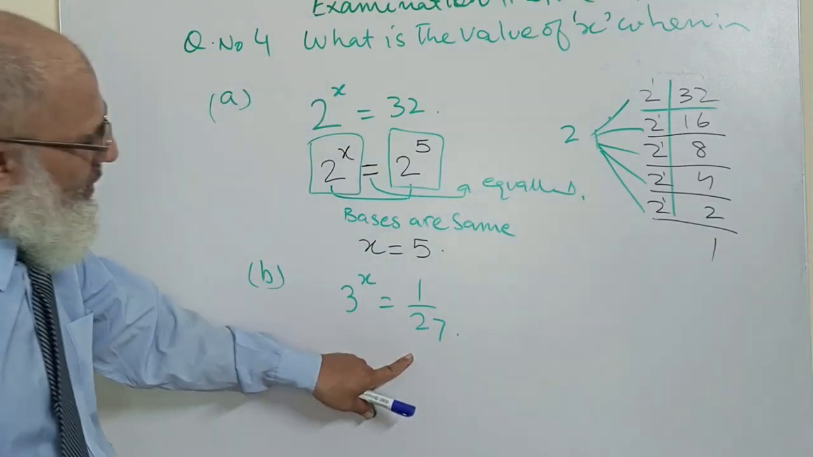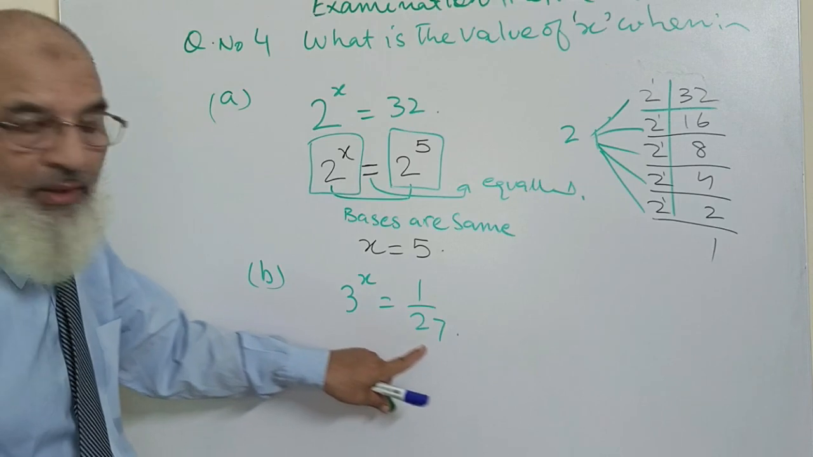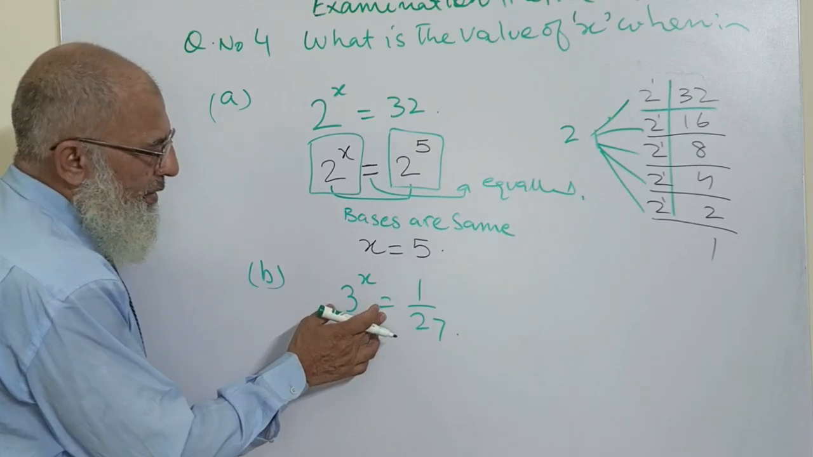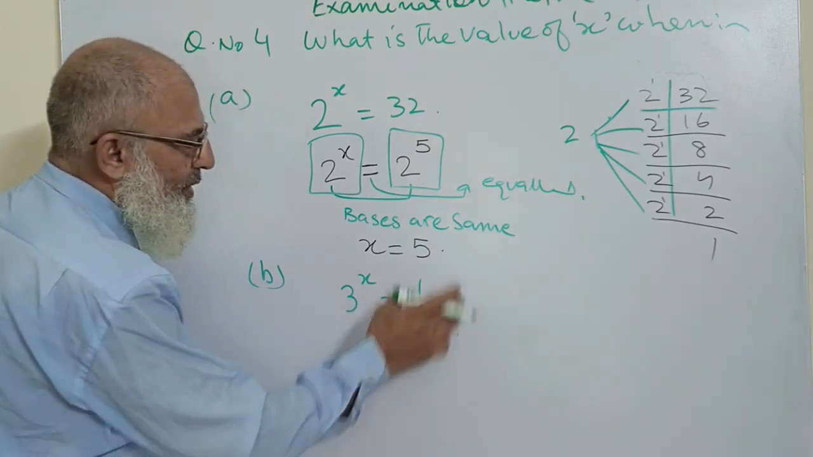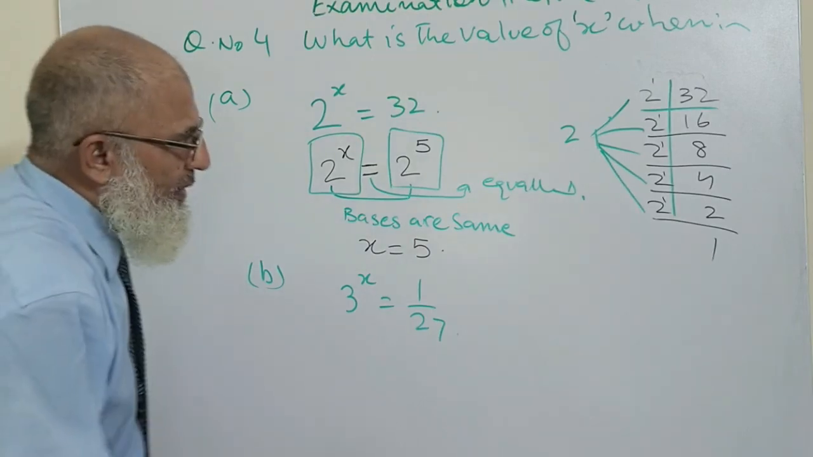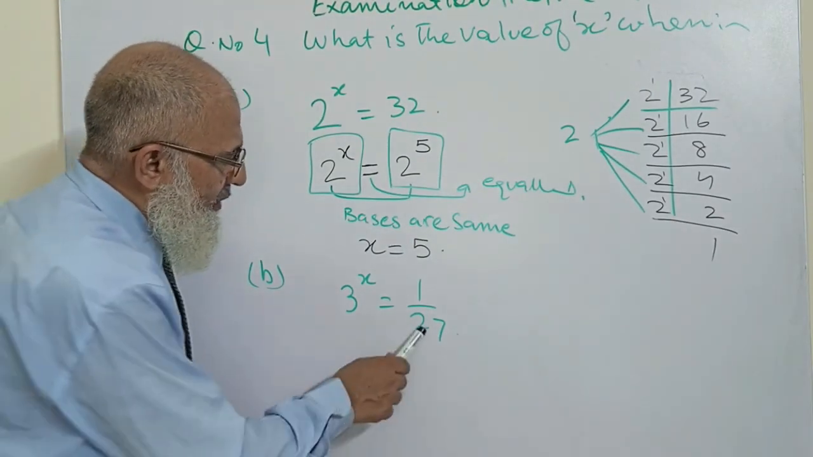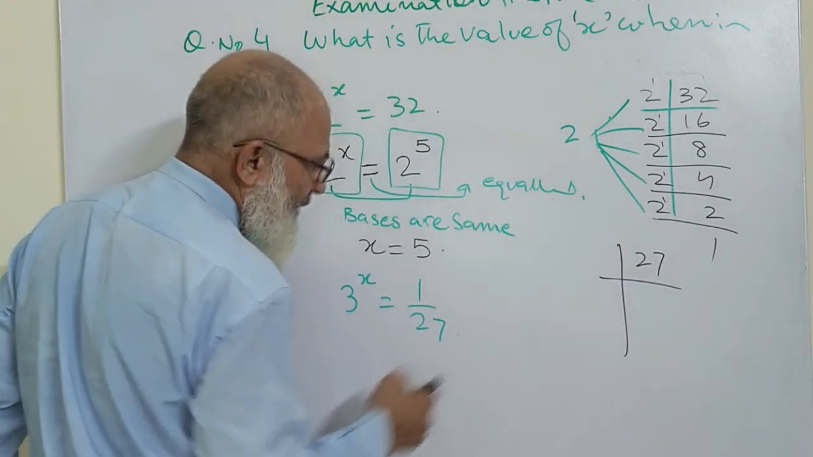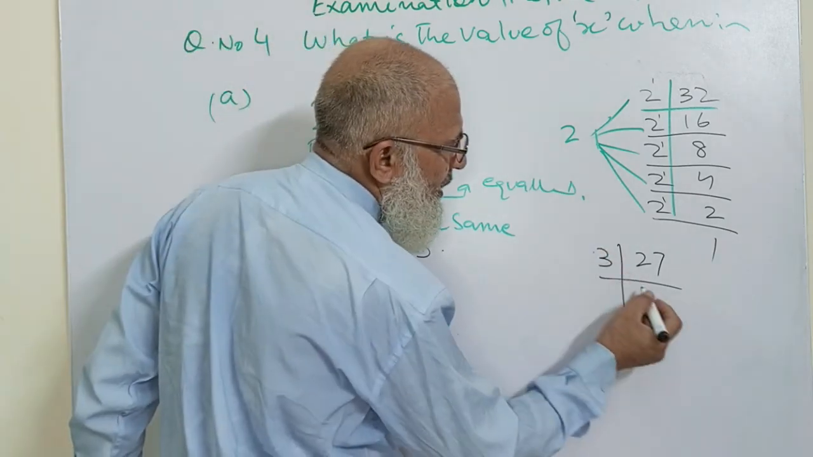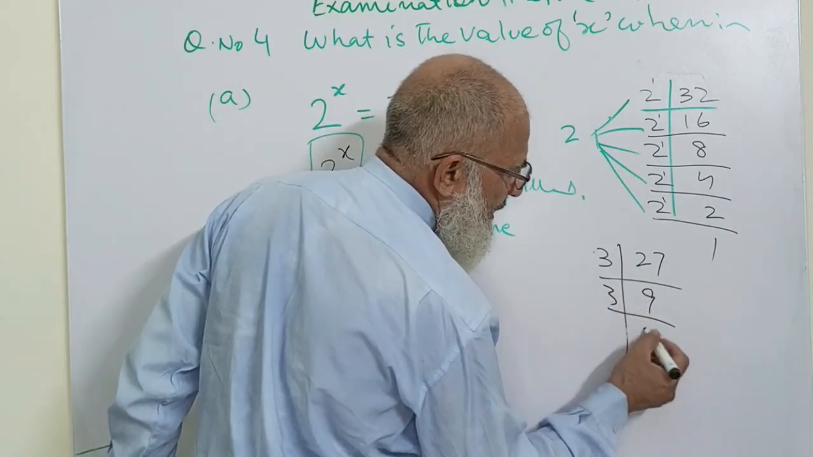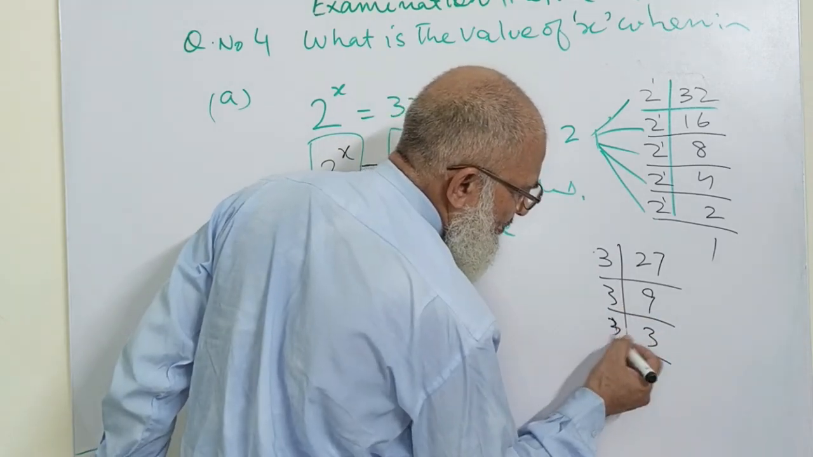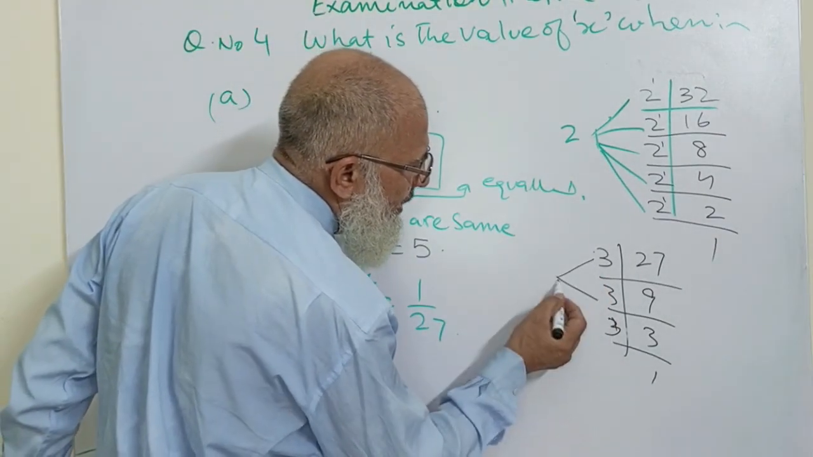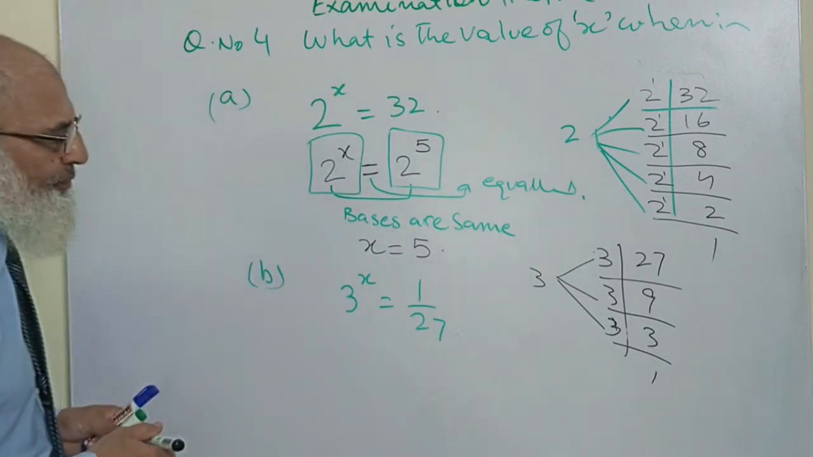Now there is an equality sign, but neither the bases are same nor the powers are same. So let us try to solve it. We'll factorize this 27 again: 27 is 3 times 9, and 9 is 3 times 3. So there are 3 threes in a row.